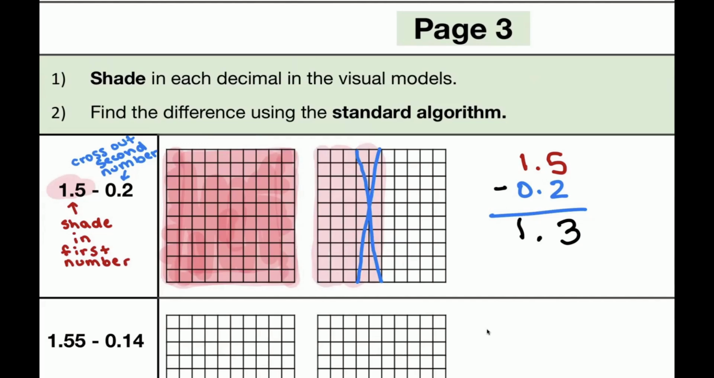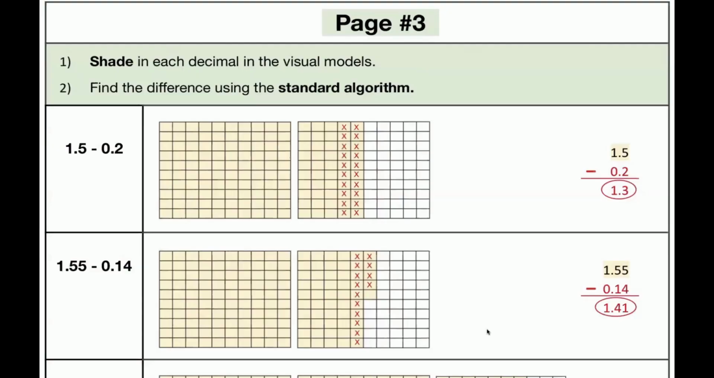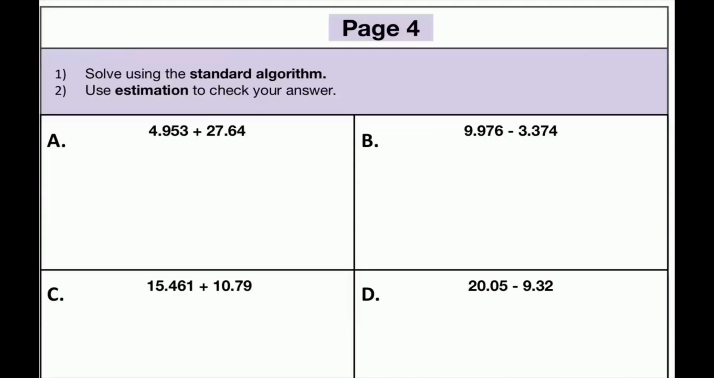Go ahead and practice only the next problem. Pause the video, then come back to the video to check your work. Go ahead and check your work for this second problem you just practiced on your own. Once you finish that, go ahead and complete the rest of page 3 on your own. This video will not go over that. Then check in with your teacher to get feedback.